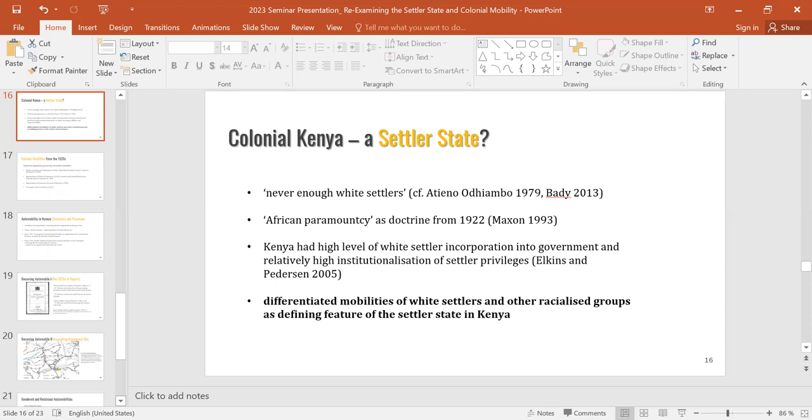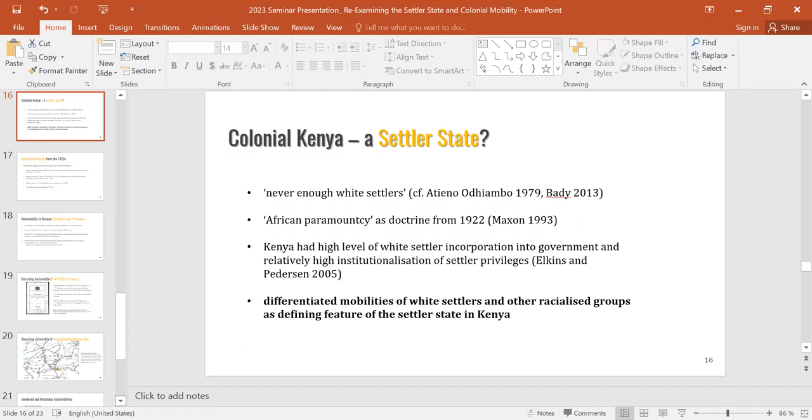Historians Caroline Elkins and Susan Peterson viewed Kenya differently. They defined four groups which determined 20th century settler colonialism in their view: the imperial metropole, the local administration, indigenous population, and the often demanding and well-connected settler community, who enjoyed particular privileges. Privileges were rights to own land, vote, or to be tried according to metropolitan standards of justice. Elkins and Peterson then ranked colonial Kenya as high in its level of settler incorporation into government and as relatively high in its institutionalization of settler privilege in law and economic activities.